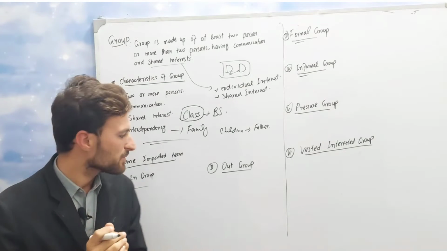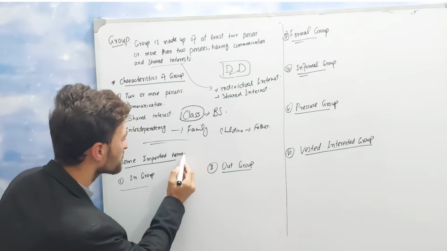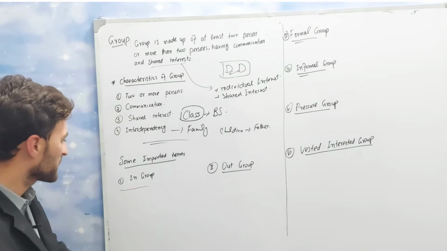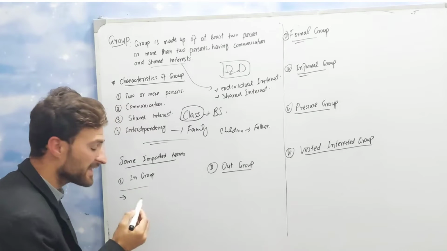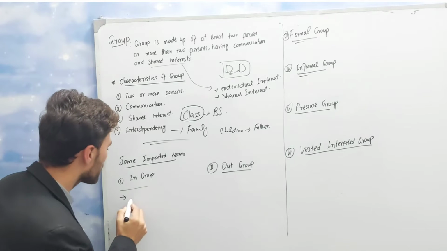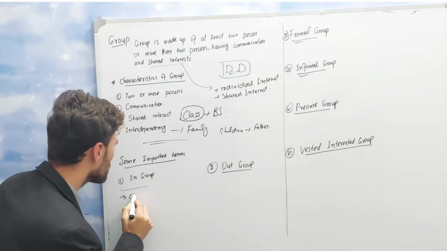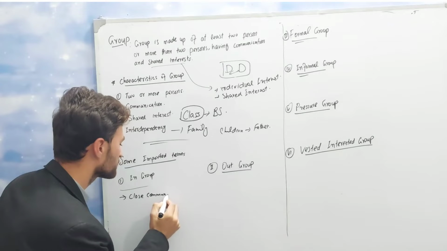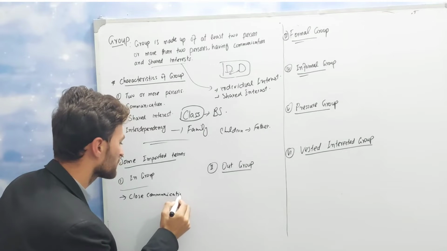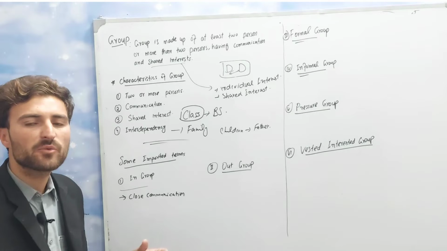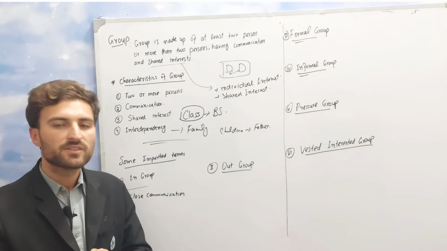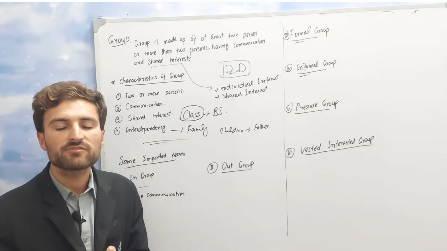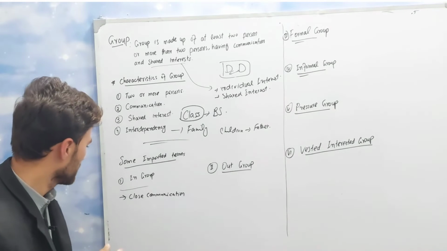Now let's discuss some important terms. Start with the in-group. An in-group is the kind of group in which there is close communication or frequent communication, because here the people are very close to one another. That's why they will communicate frequently and closely.